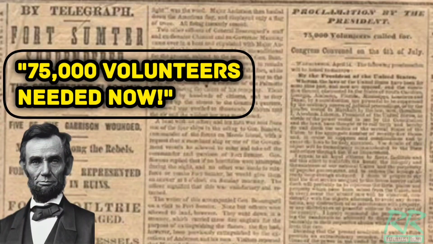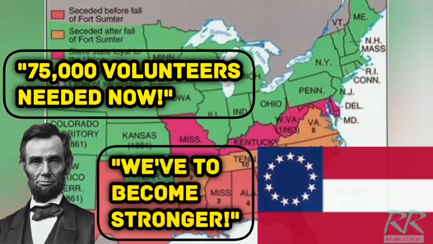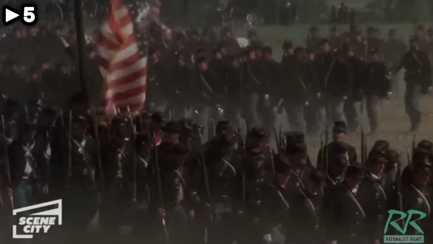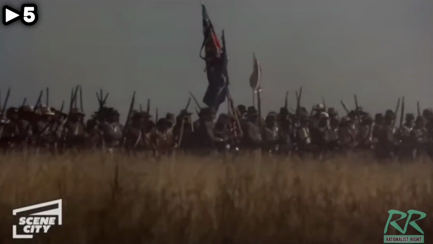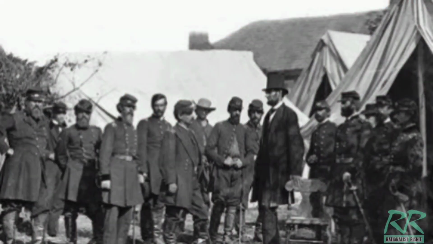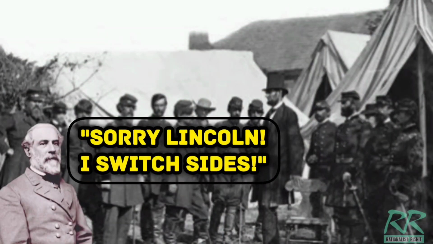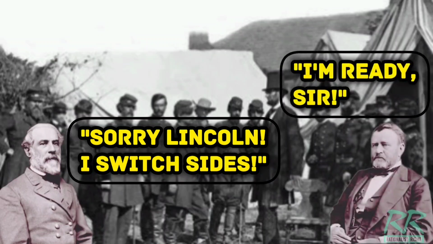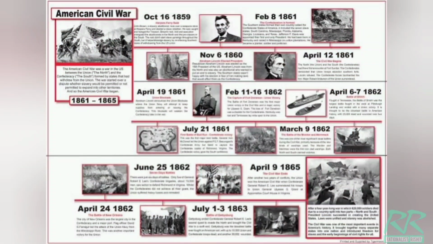The attack galvanized the North, as a result of which Lincoln called for 75,000 volunteers, prompting Virginia, Arkansas, North Carolina, and Tennessee to secede and join the Confederacy. The nation mobilized for war. By mid-1861, both the Union and Confederacy were raising armies. Prominent military figures emerged: Robert E. Lee, who declined Lincoln's offer to command Union forces and instead joined the Confederacy, and Ulysses S. Grant, who would later lead the Union Army to victory. The war that began as a political crisis quickly spiraled into full-scale conflict.